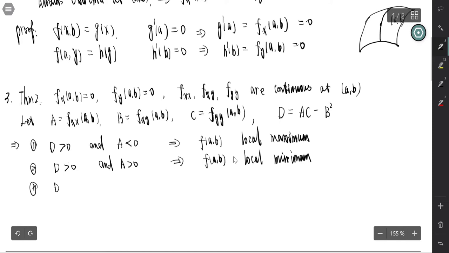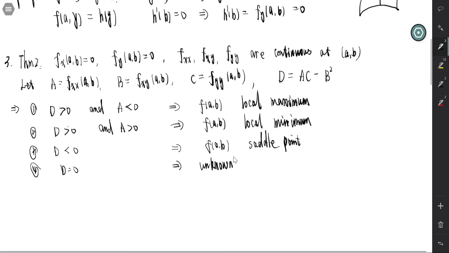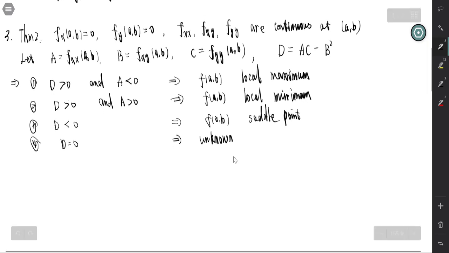And if D is less than 0, then f(a,b) is called a saddle point. And if D equals 0, then in this case we don't know what f(a,b) is. We are not going to prove this theorem here. We will prove it in some other video. Now let's use this theorem to find the maximum and the minimum.